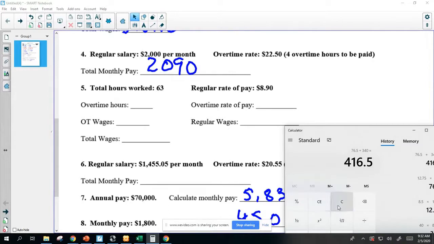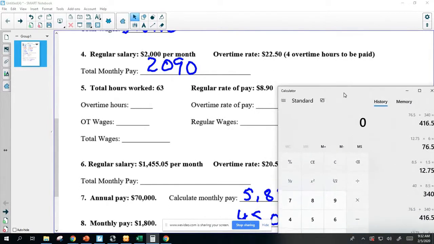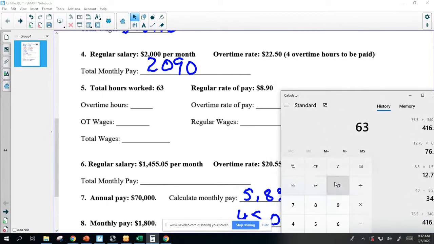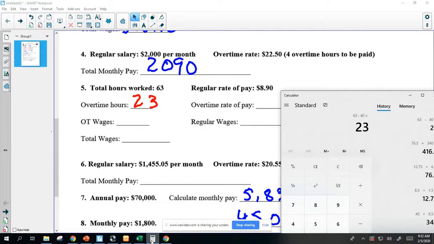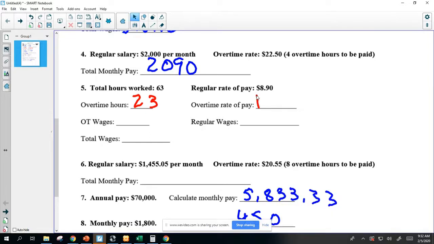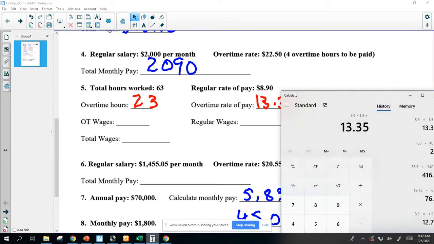On this next problem, the first thing I'm going to do is calculate how many of those 63 hours are overtime. So I'll take 63 minus 40, and I get 23 hours of overtime that are worked. I'll take my regular rate of pay times 1.5 to get my overtime rate of pay, $13.35. And now when I multiply my overtime hours times my overtime rate of pay, it's going to give me my overtime wages.